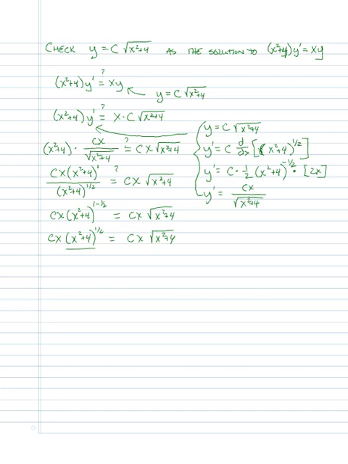But of course, this is the same thing as the square root. So we end up with cx times the square root of x squared plus 4 is equal to cx times the square root of x squared plus 4. So what we've shown is that if we use our determined solution and we substitute that into our original equation, it gives us the left side and the right side being equal. So that in fact tells us that we do have a solution.